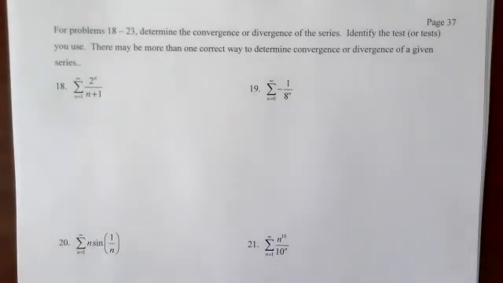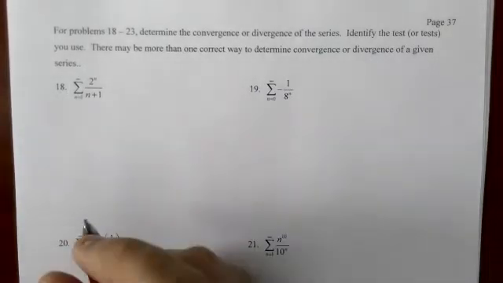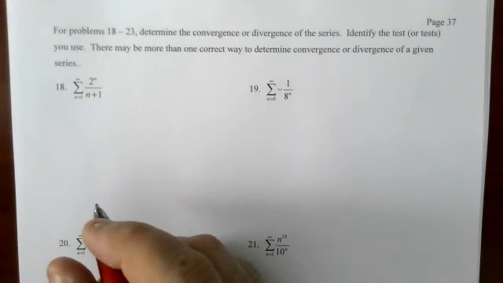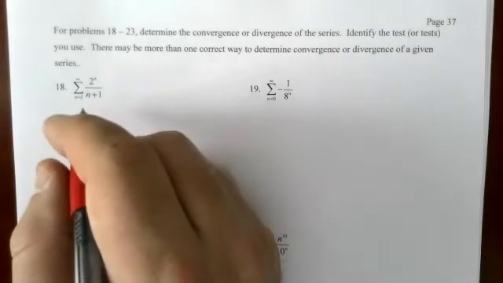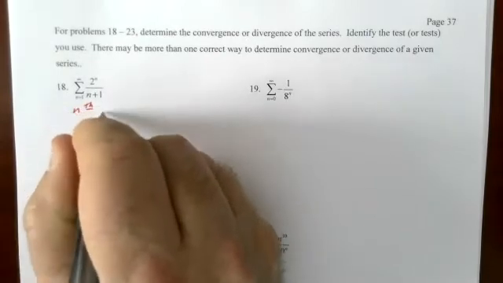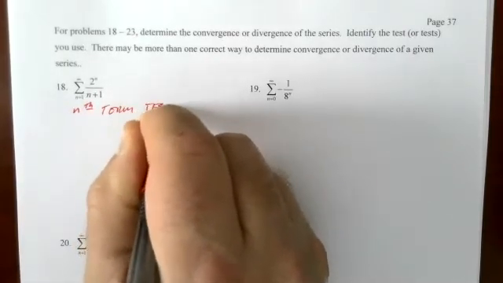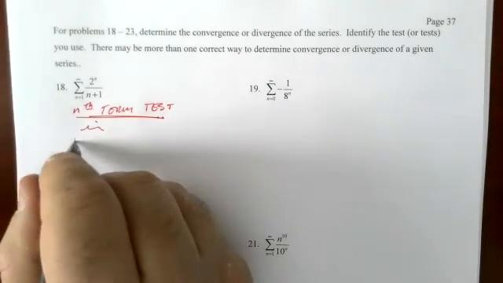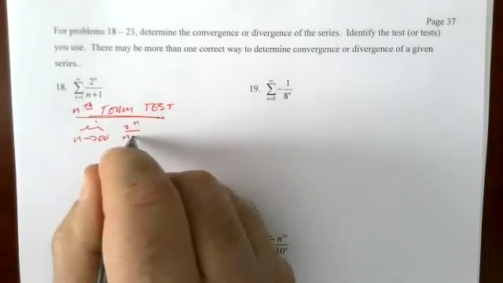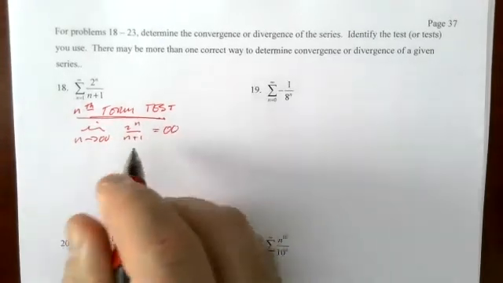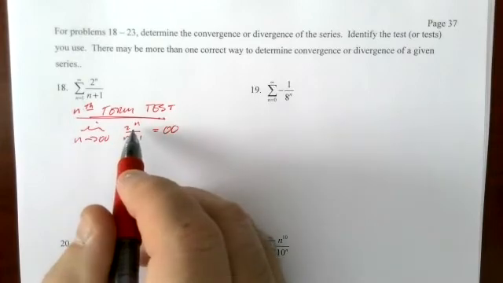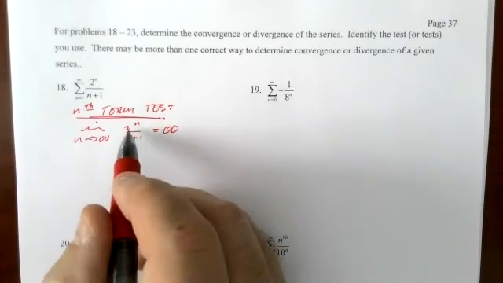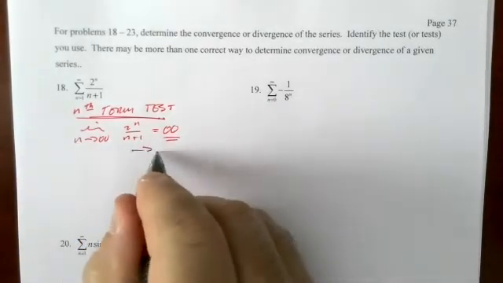Okay, determine the convergence or divergence of the series, identify the test or tests you use. All right, I'm going to do this one twice. Nth term test. What's going on here? Well, the limit as n goes to infinity of 2 to the n over n plus 1 is infinity. This gets bigger, but this gets crazy bigger. If I do L'Hopital's, this goes to 1, so this fails. So this diverges, done.